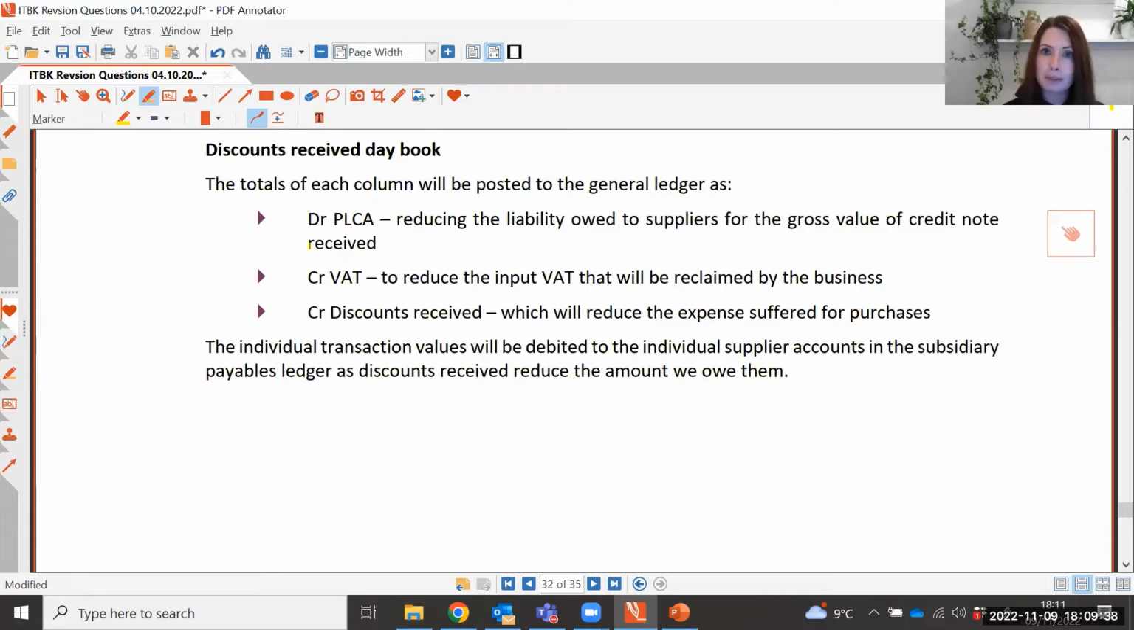So the gross amount of the discount we would debit in the payables ledger control account, again, to reduce the amount that we owe the suppliers. We would credit the discounts received account. So discounts received is seen as an income account. And then we would credit the VAT liability account, because again, that's going to reduce the amount of VAT that we can reclaim back from HMRC.